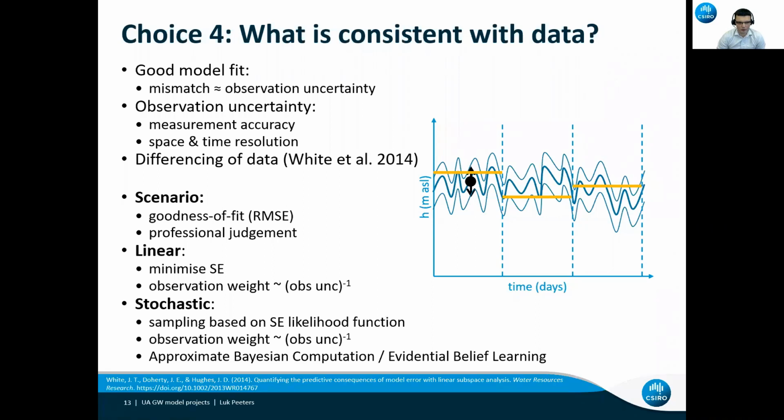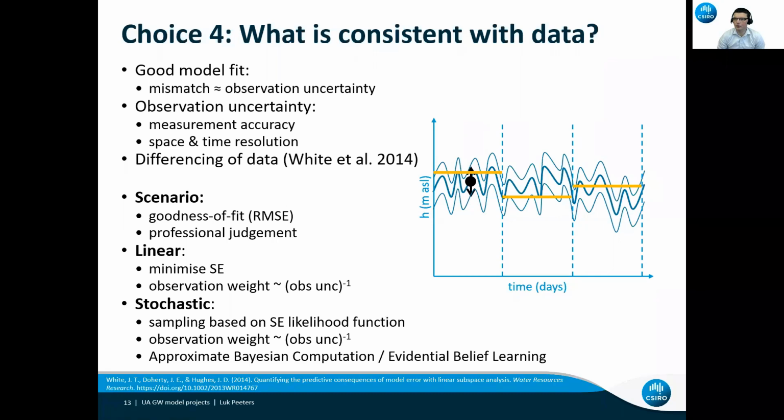Now, if you look at the three different approaches and how they deal with consistency with data: in the scenario approach, a lot of focus is on goodness of fit measures, usually focused on root mean squared error. But there is also quite a lot of attention to the professional judgments.